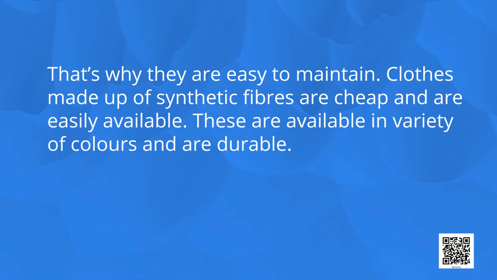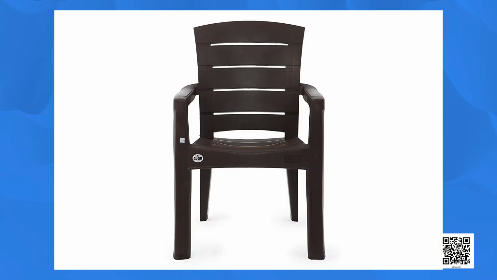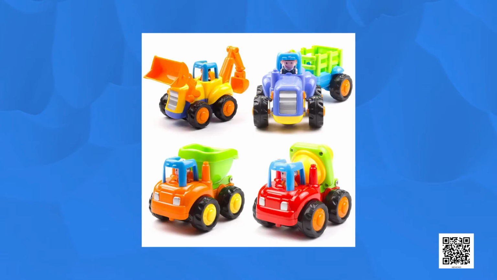Students, the next information that we are going to get is about plastic. Can you tell which plastic items or articles you see at your home? Yes, you see chairs, buckets, toys and many other articles which are made up of plastic.